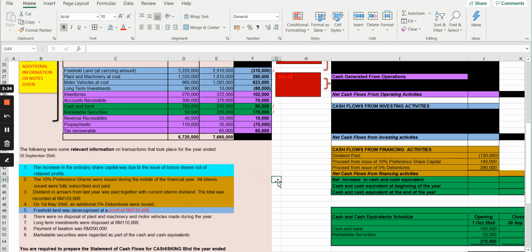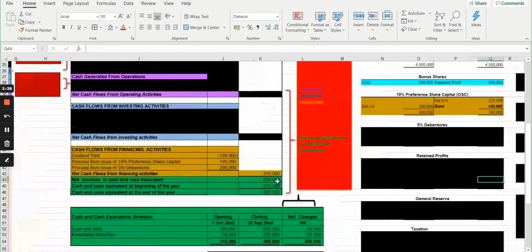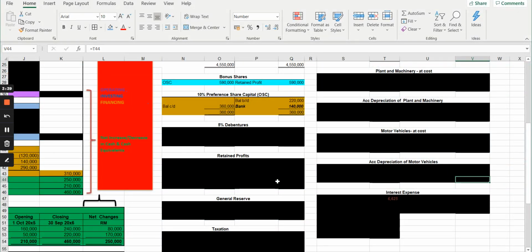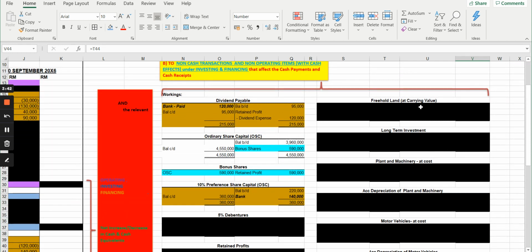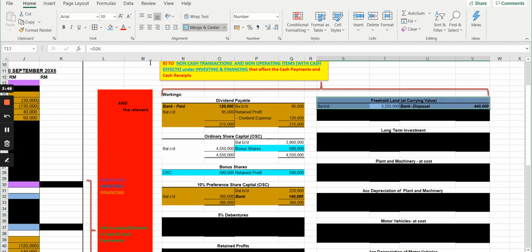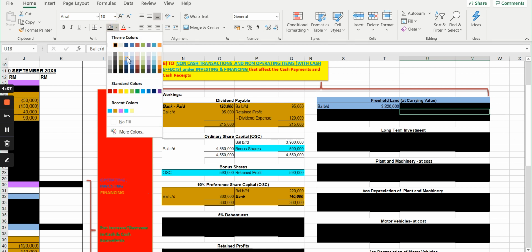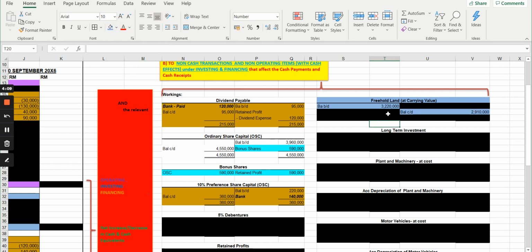However, there is no depreciation for freehold land because freehold land is a non-depreciable item. So how do you do that? I've done this for you. First, put the opening balance, and then you put your closing balance. Remember, I took them from my statement of financial position. And then there was a profit.